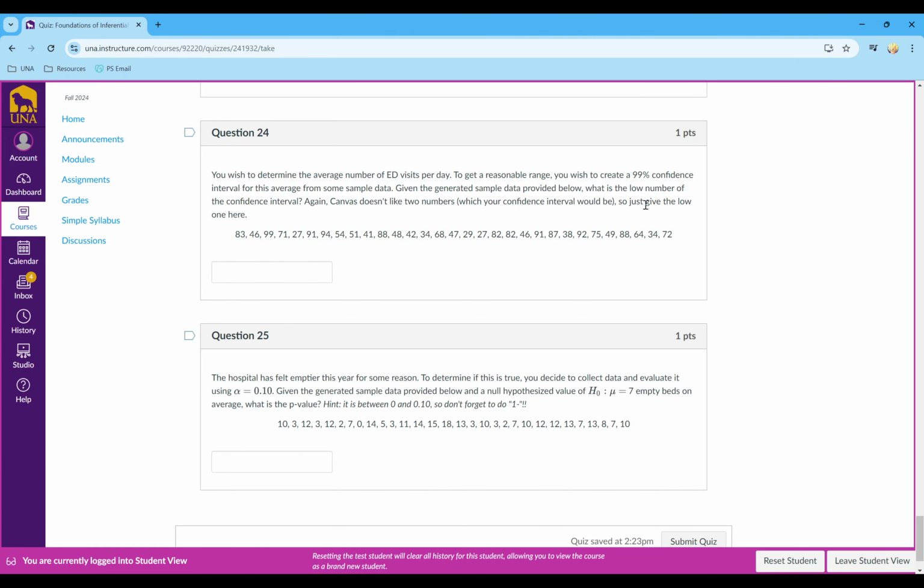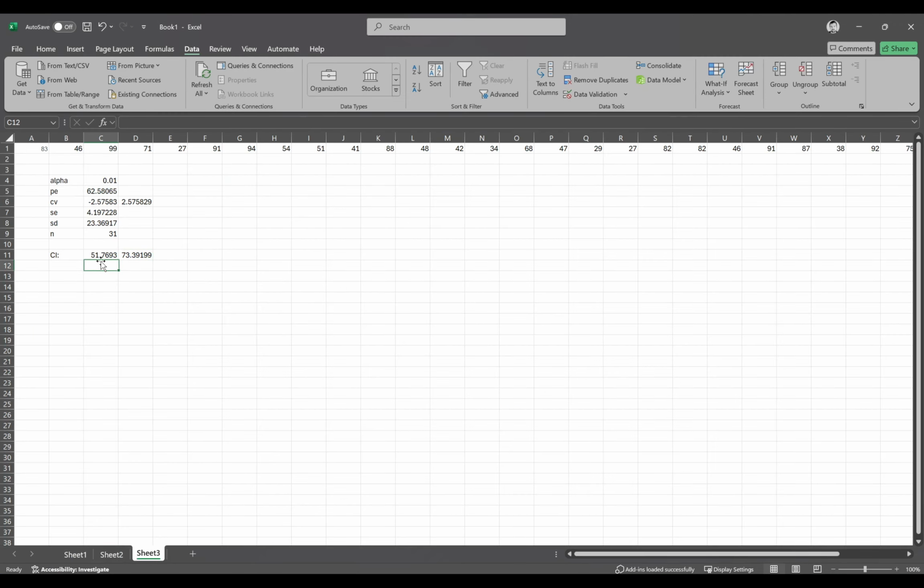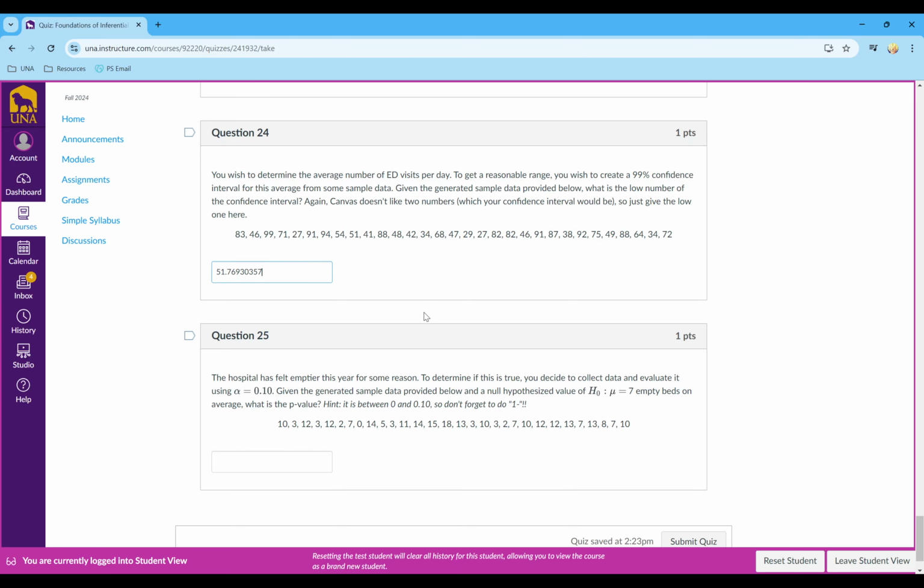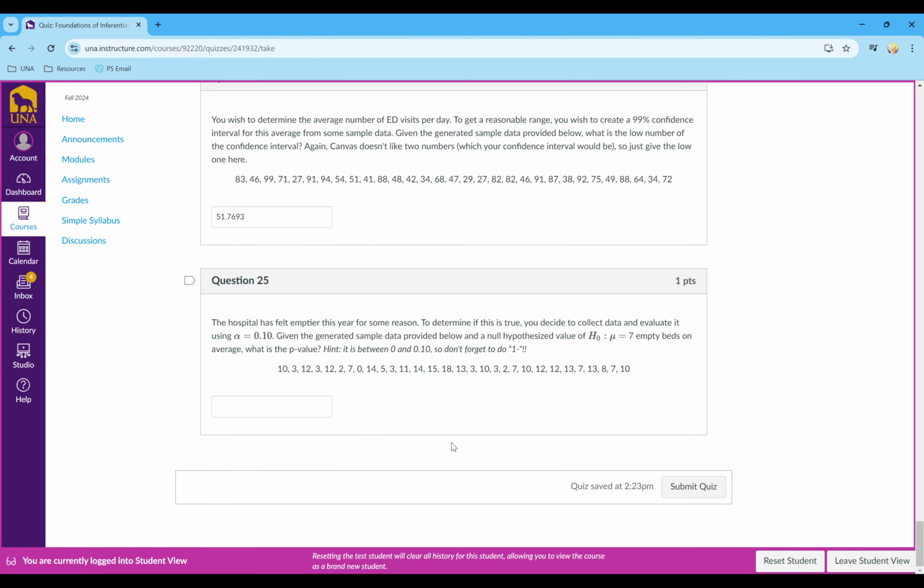Now let's see, was I tricky and asked for the upper one here? No, okay, just the low one again. Okay, great, so the low one here. So I'll just copy and paste. Fantastic. All right.